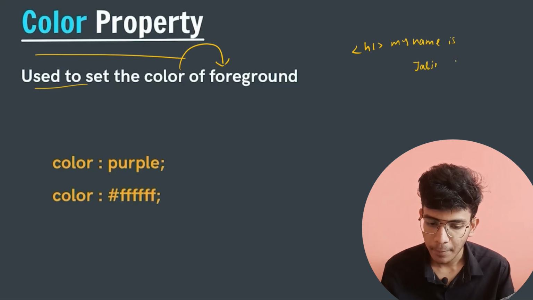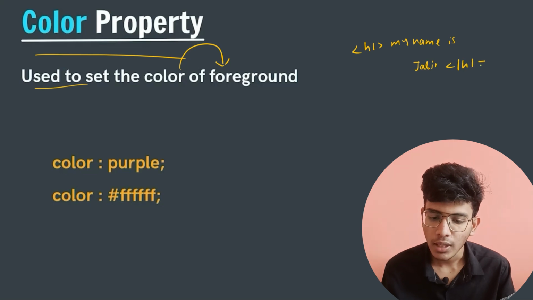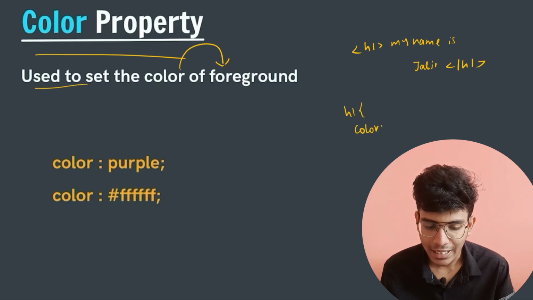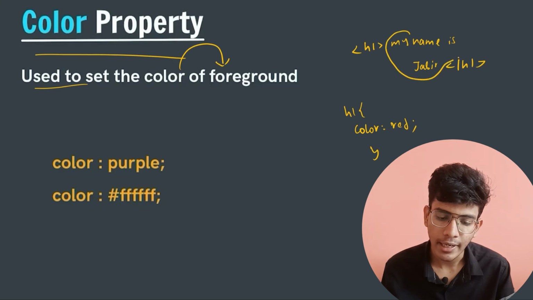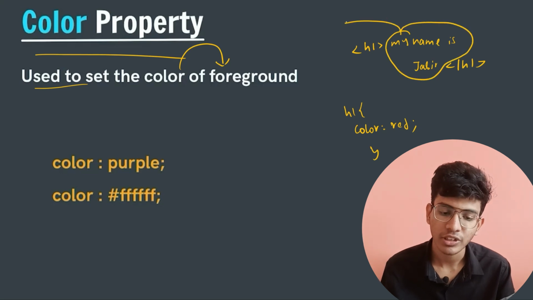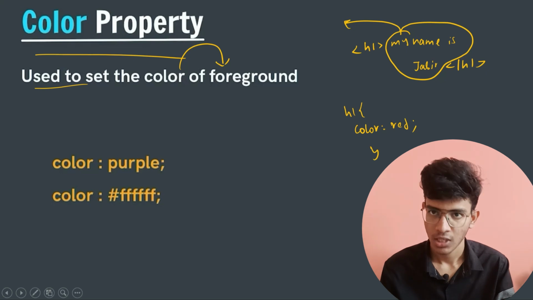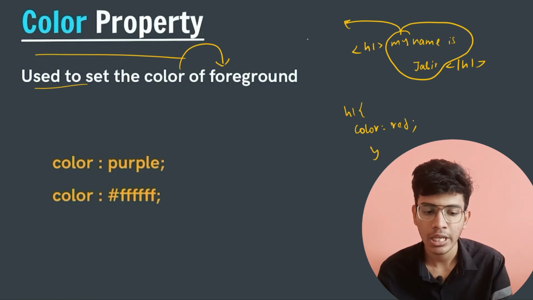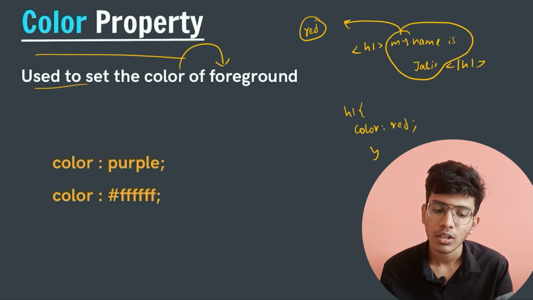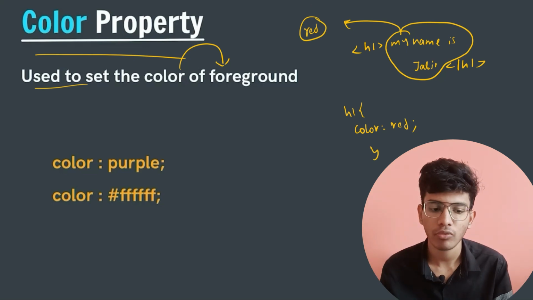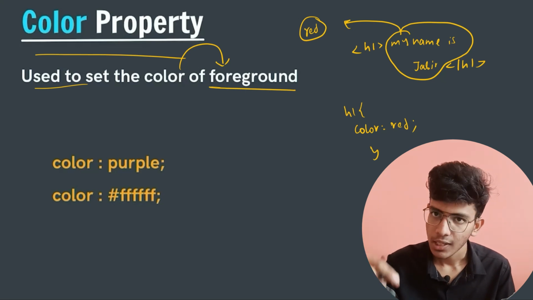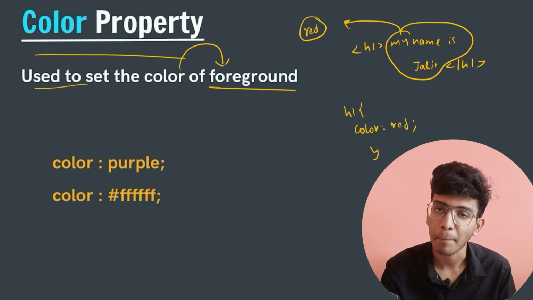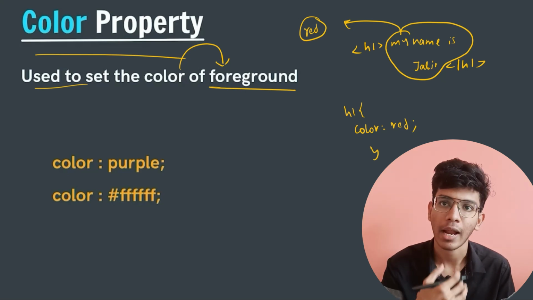I'm giving, and \h1. Now, let's say I am writing h1 and I am giving the color property, color, and I am giving red. So what will happen is that for this content, my name is Jabir Hussain, the color of the text will get changed to red, and this text color changing we call this foreground. On the text the property is getting applied. This is known as foreground.